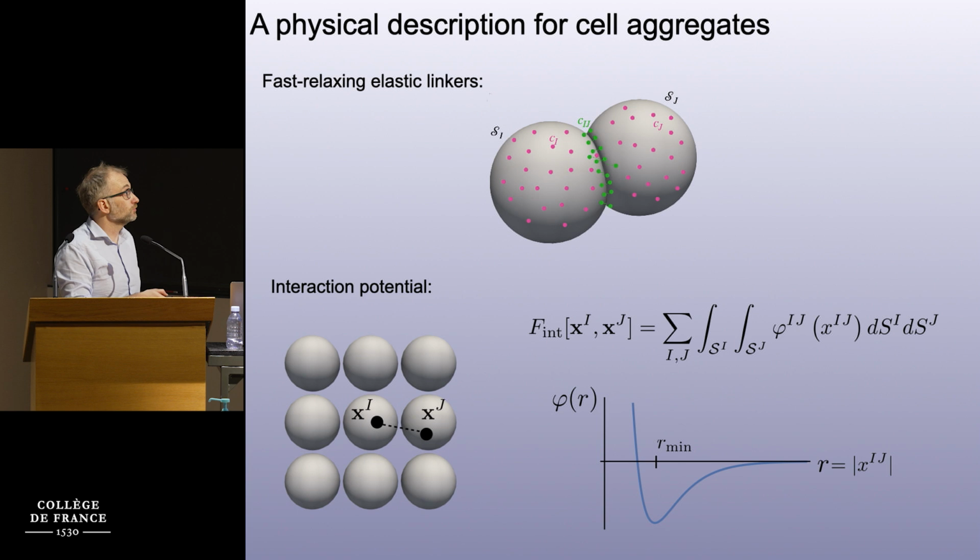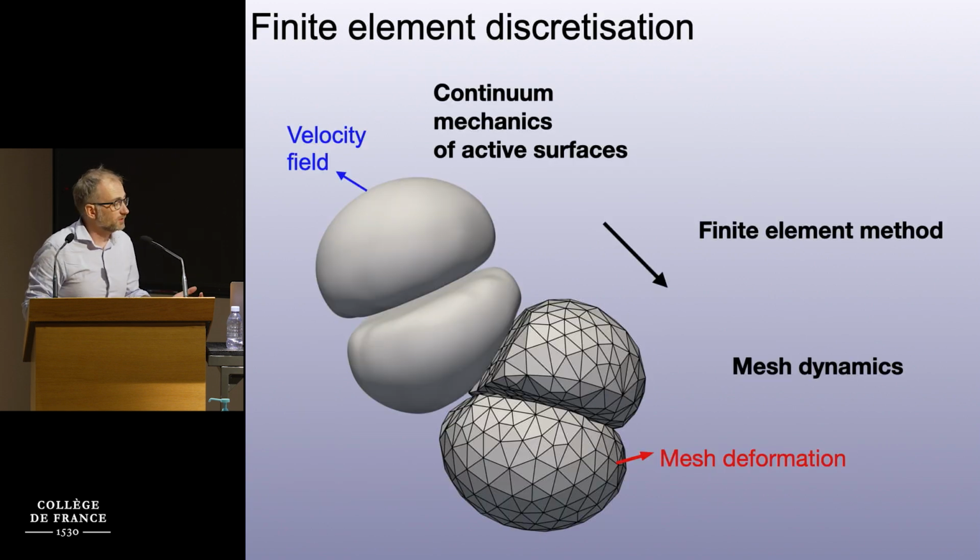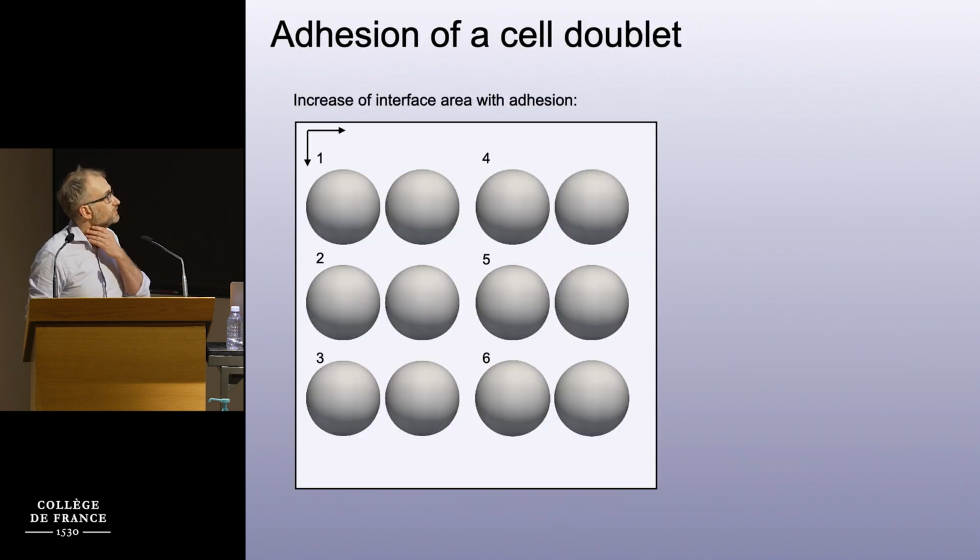And this potential then takes a classic form. It's repulsive at short distance. It has a preferred distance where the linkers are at their preferred length. And then it disappears because eventually, if the cells are far away, they don't see each other. Okay, and so those are essentially the ingredients. And then a lot of the work is done in this slide because one has to start from this continuum mechanics of active surfaces and, using a finite element method, turn it into equations for the deformation of the mesh, but also calculation of the flow on these surfaces. And so that's what Alejandro has done.